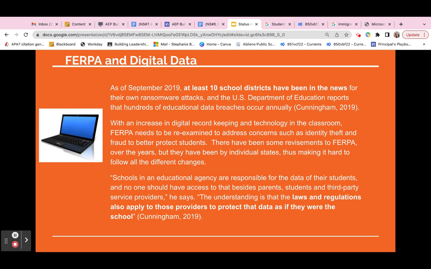We know that as we continue to grow in the area of technology and the use of more apps and programs that are online, we are opening ourselves up to more ransomware attacks as well as identity thefts and things like that. So we must be aware of this and make sure that we are looking at ways to help make sure that we can protect our students within our district.